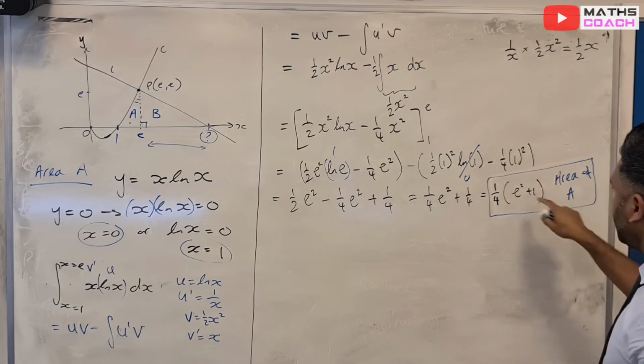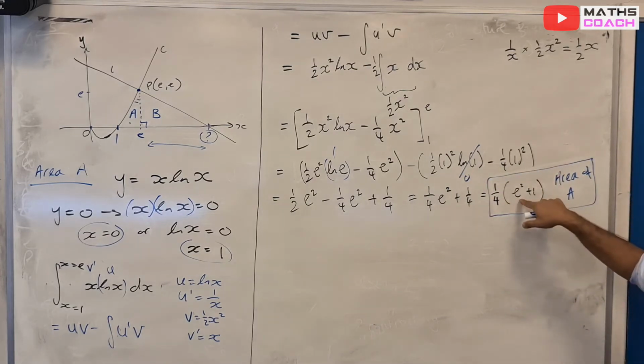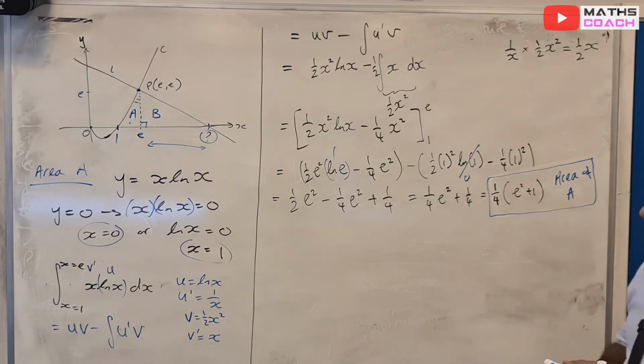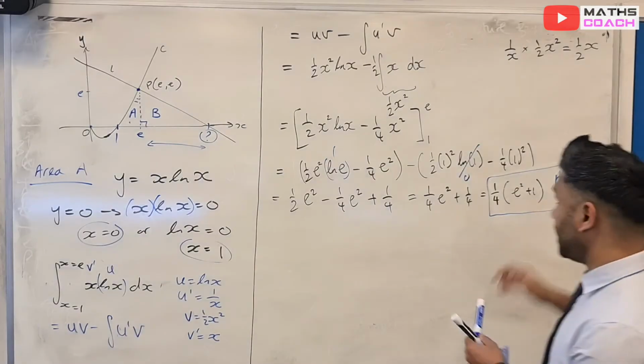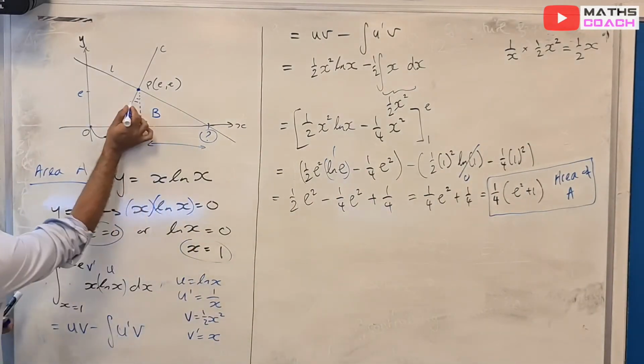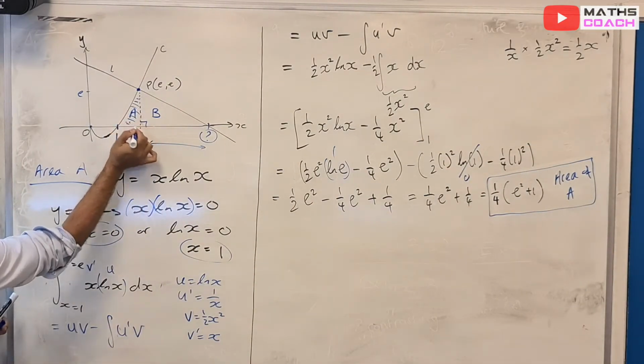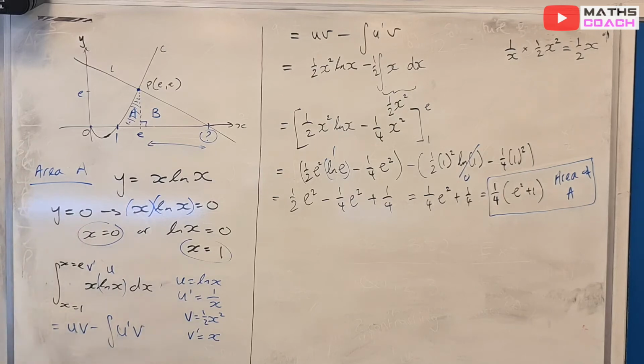The important part is that it's in exact form. It's in terms of e, that we have no decimals. So that's the first part of the area worked out. All right, so the area of A we just worked out is this region here, this bit here. We now need to work out the area of B.